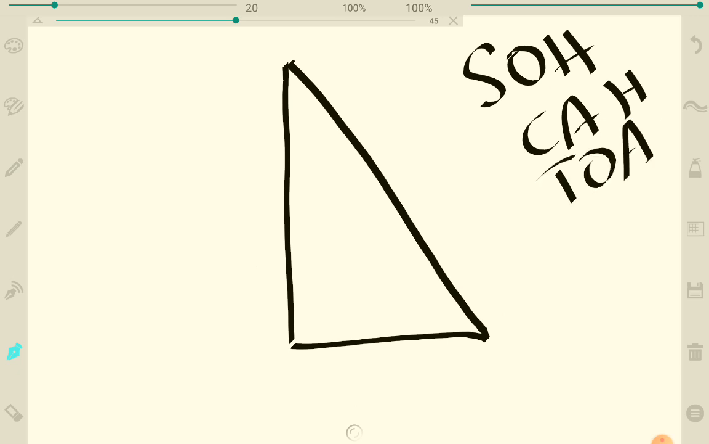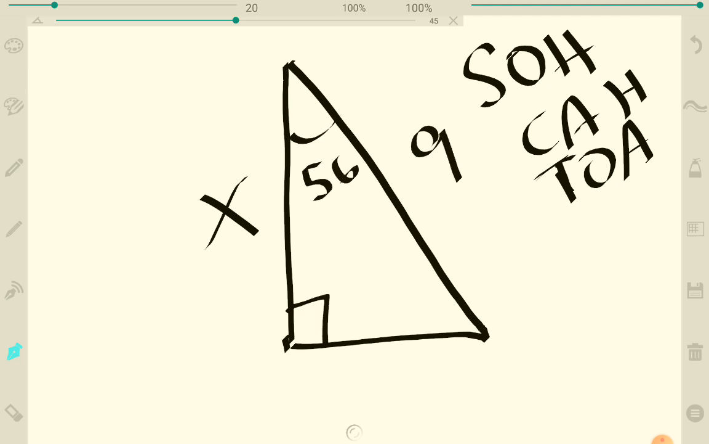And I always do this because I always forget, so I can just look up here and I'll have it there for me. So we'll do this as x, this as 9, and this as 56, and our right angle right here. Right now we're trying to find x, so we have to label our sides first.